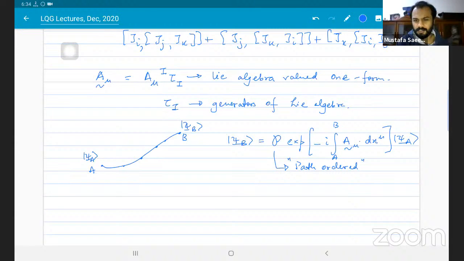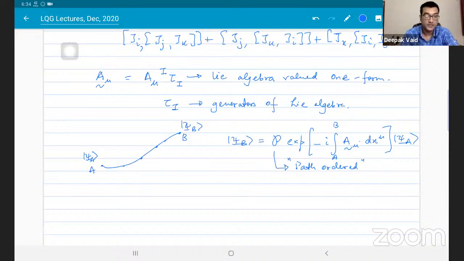Deepak, could you please explain again how is that dot product a matrix? The integrand? Yeah, 1 second. I'll do that in 1 second.